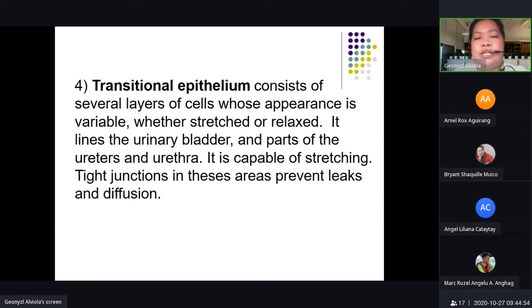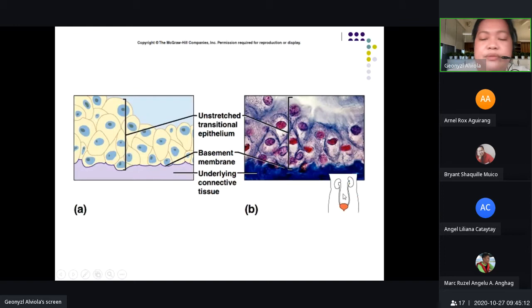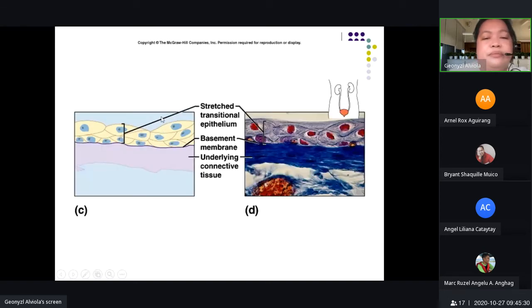We also have transitional epithelium, which consists of several layers of cells whose appearance is variable. It depends on the fluid inside the organ, so it changes its shape. Here we have the ureter and urethra. They are found in our bladder. When the bladder is filled with water, the cells become cuboidal in shape. But when the bladder is empty, these cells flatten. This is how it looks when it is not full of water.